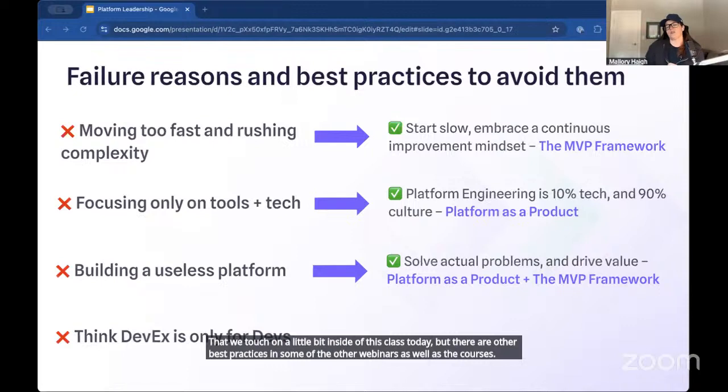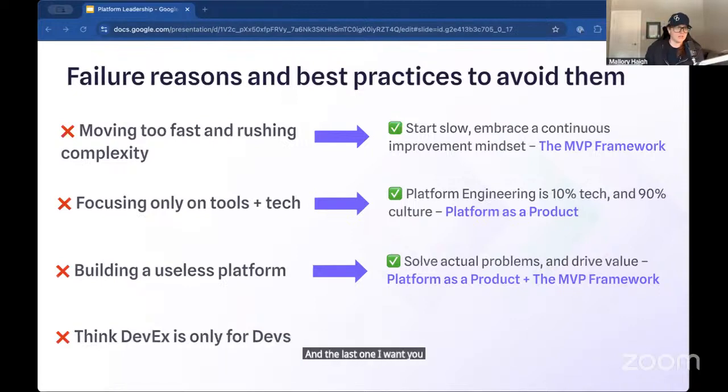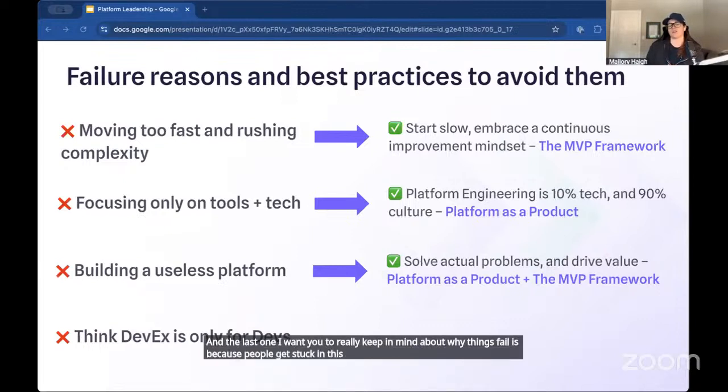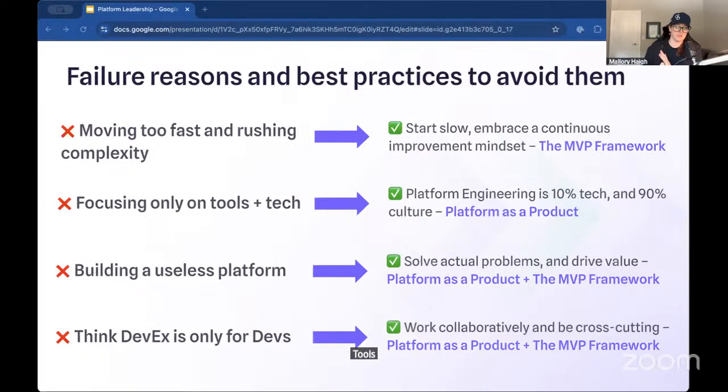And the last one I want you to really keep in mind about why things fail is because people get stuck in this idea that developer experience initiatives are only about developers. It's actually fundamentally untrue. And if you really pigeonhole yourself into that, you're going to get stuck in an endless loop of technology, tools, and too much complexity early on.